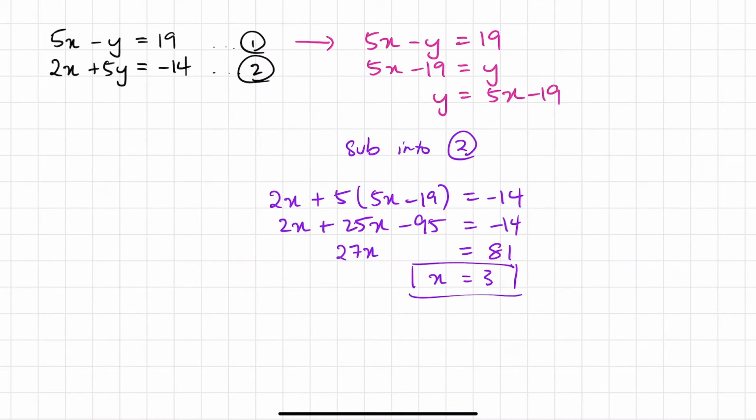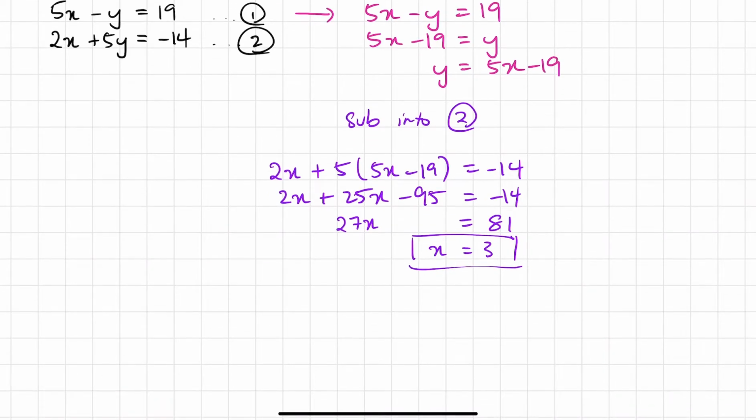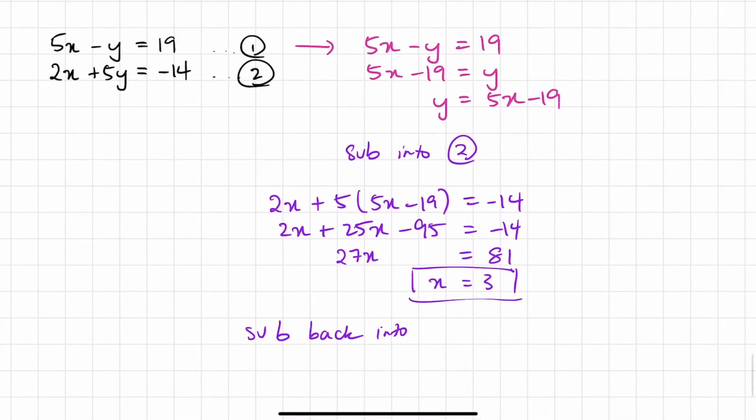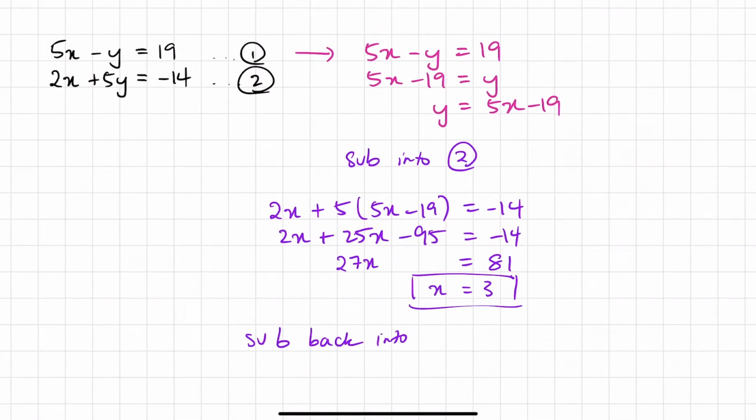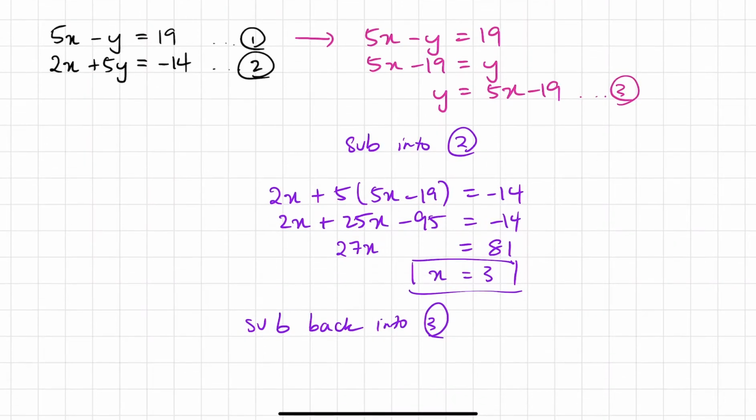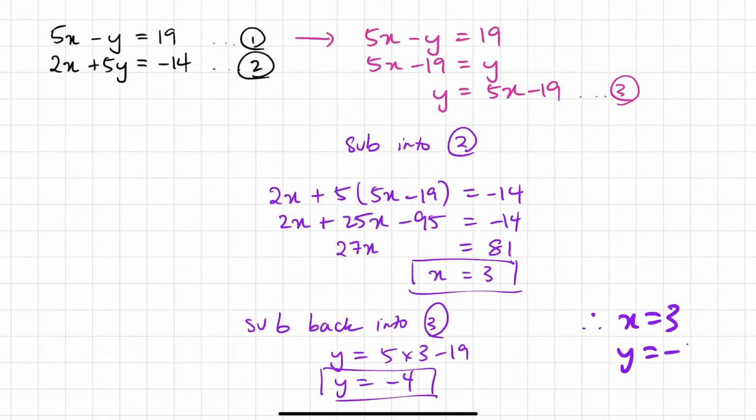Just to make sure, I'm going to complete this question anyway. We're going to substitute this back in, so let's sub it back into this equation over here. I'm just going to call this equation 3. Since we already went through the effort of making y the subject, y is equal to 5 times 3 minus 19. So y equals 15 minus 19, which is negative 4. Therefore, x equals 3, y equals minus 4 is the solution.